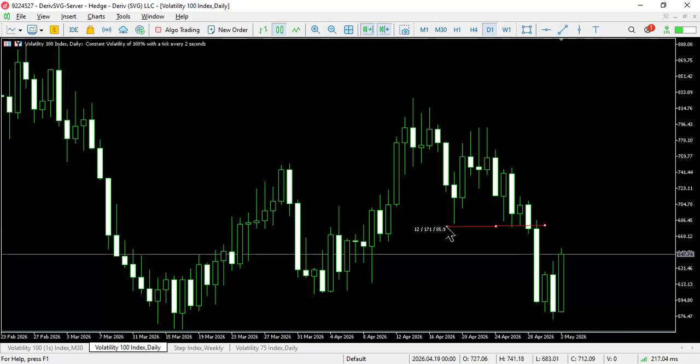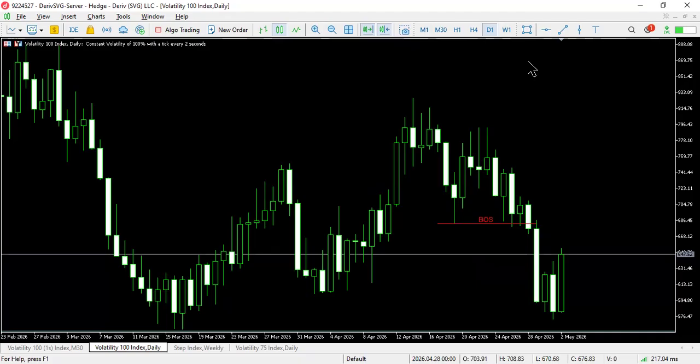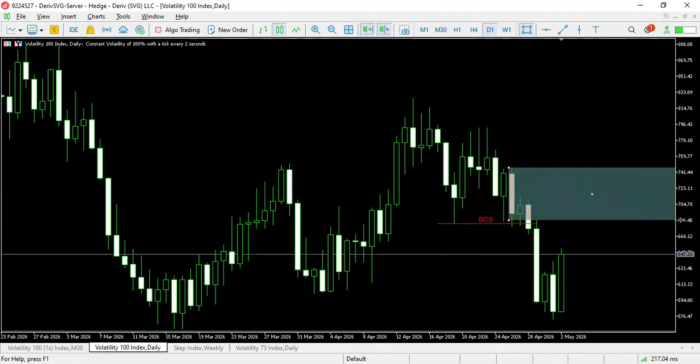We have a break of structure right here, a break of structure to the downside. The break of structure, and then the order block which caused the break of structure. It is this order block on the daily time frame.